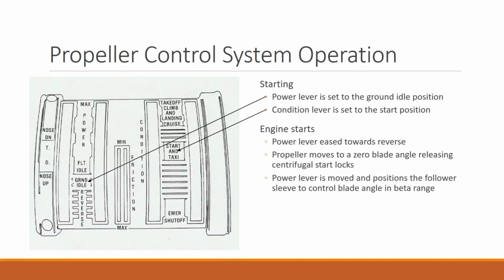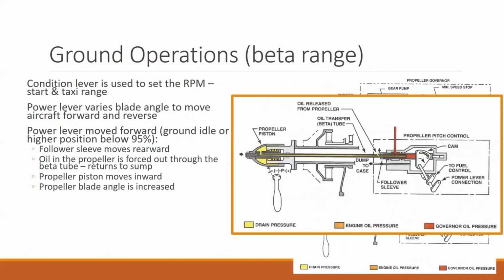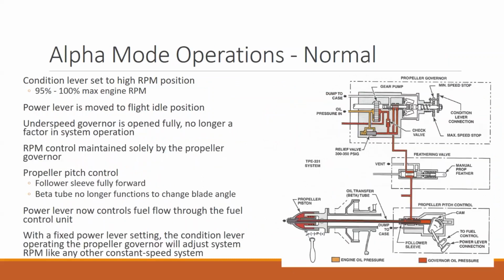Okay. The other thing that's going to trigger that is the power lever. Sorry, the condition lever is going to get moved from the start and taxi up to the alpha range. So essentially, this lever here on the right, the condition lever, is going to decide: are we in beta mode? Are we in alpha mode? And it's going to change the behavior of the power lever. Okay? So now we've moved our condition lever forward into the flight position, and we end up in alpha mode of operation. So 95 to 100% of RPM. The power lever also is moved a little bit forward into the flight idle position.